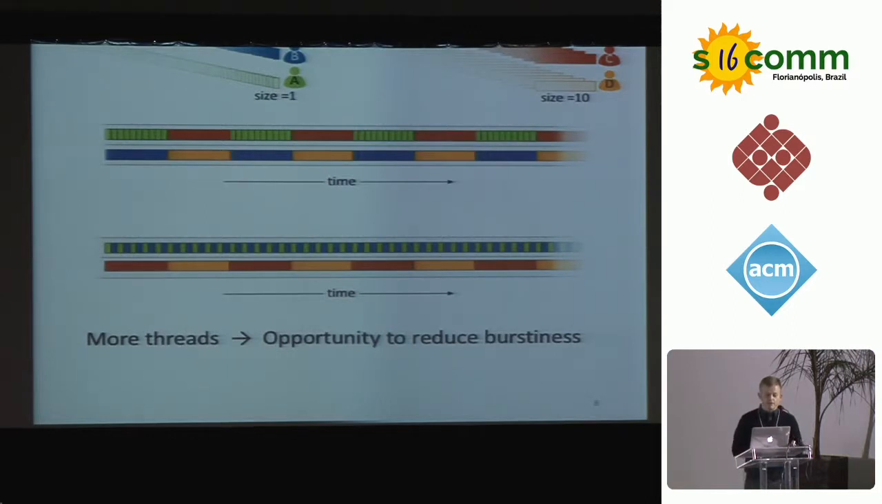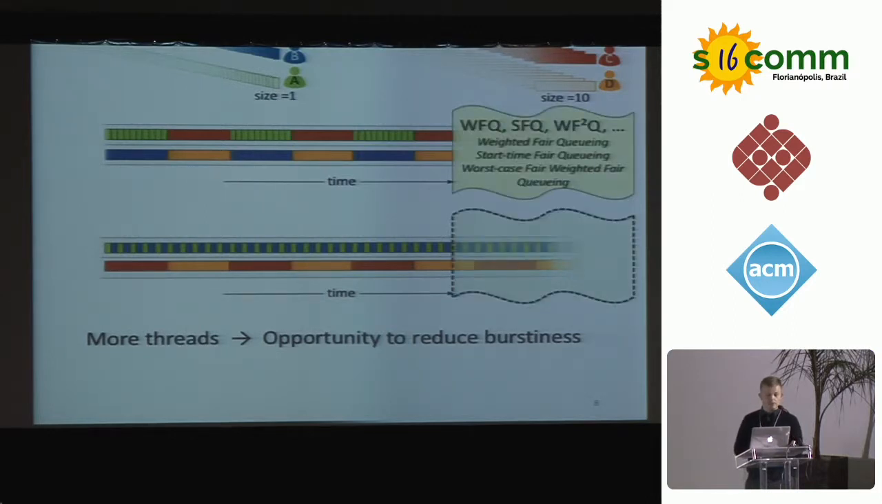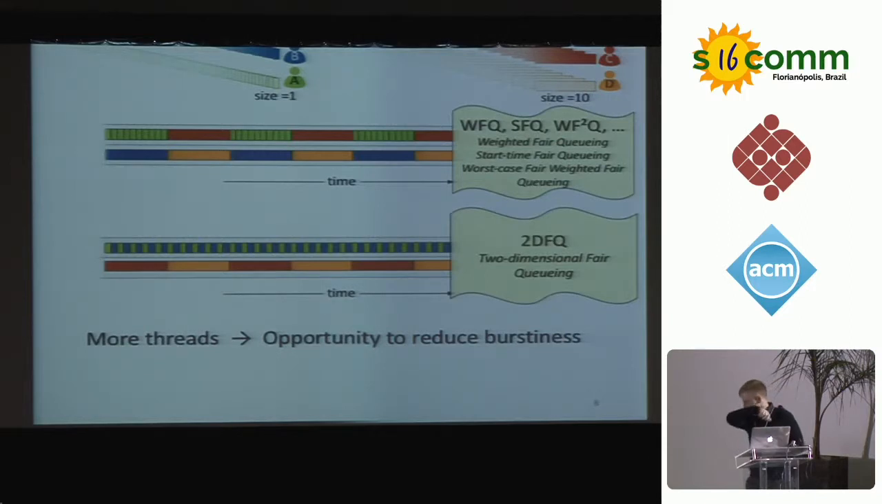The bad news is that existing schedulers, including the ones mentioned before, all produce the first schedule, because they were developed in the context of a single link where the focus is on worst case bounds. 2DFQ is our solution to this problem. 2DFQ separates requests onto different threads based on their size, essentially avoiding blocking like in the example.